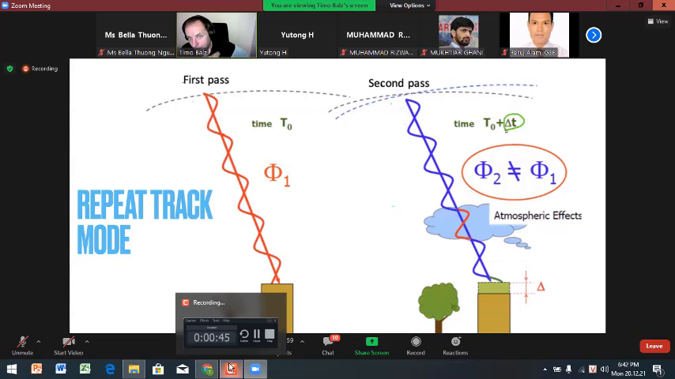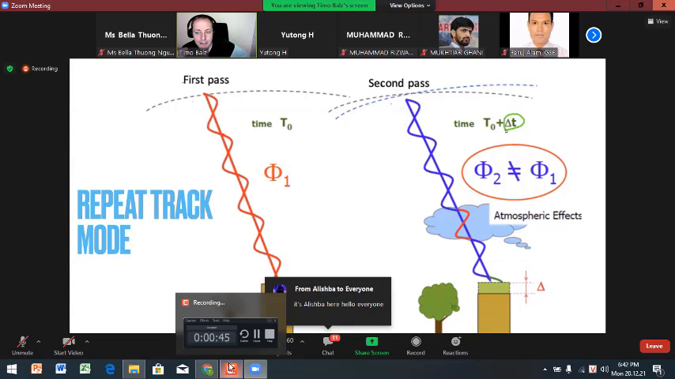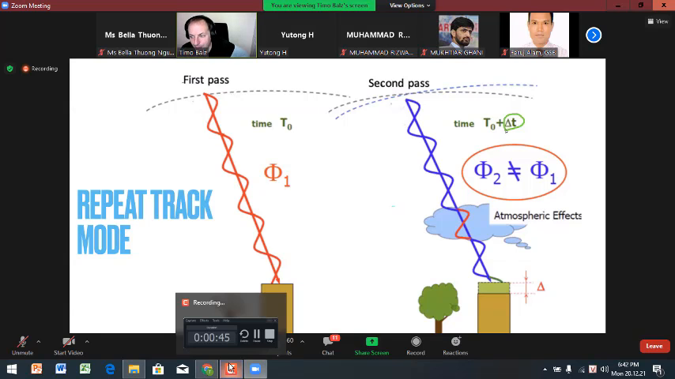Be it satellite or airborne, you fly and you come back at a similar position, which, by the way, is much more difficult to do with an airplane than with a satellite. But then you can do the interferometry, which is looking at phase differences anyway, right? But if there's a time difference, we have atmospheric differences. So the atmosphere is different. We have a path delay difference through humidity, water vapor content, air pressure, and so on.